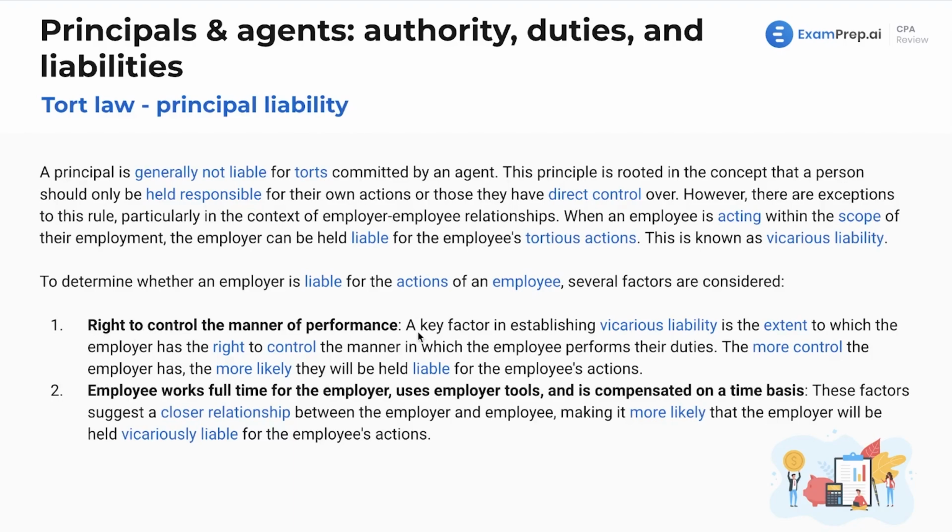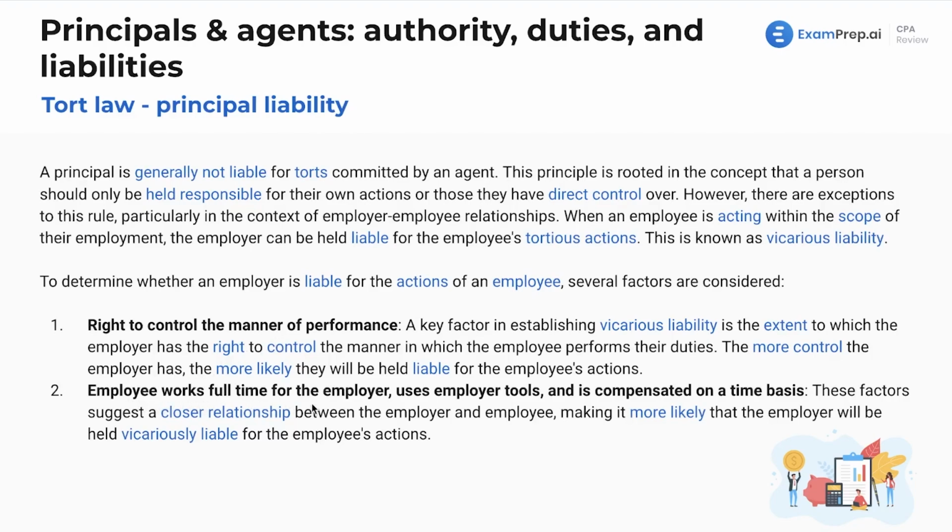Now, a key factor in establishing vicarious liability is the extent to which the employer has the right to control the manner in which the employee performs their duties. The more control the employer has, the more likely they will be held liable for the employee's actions. So as such, with independent contractors, you're probably a lot less likely to have to face the courts if an independent contractor does something as compared to an employee. But it's very attractive to hire independent contractors instead of employees.